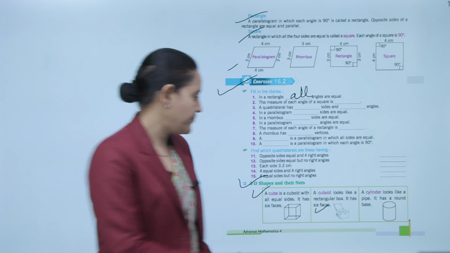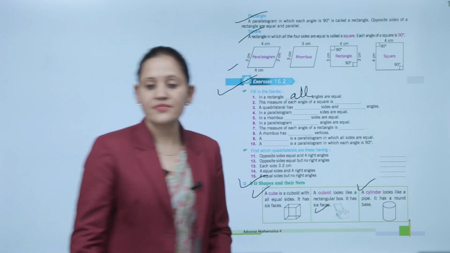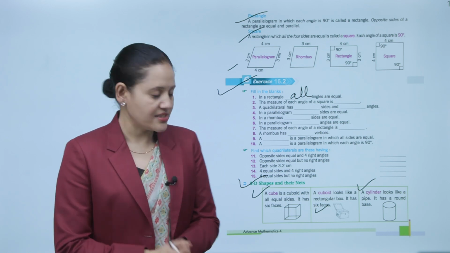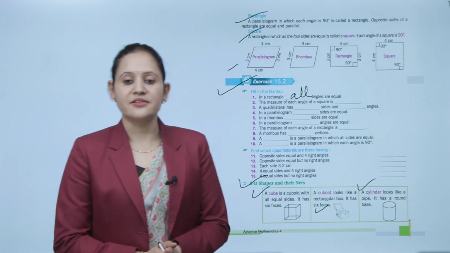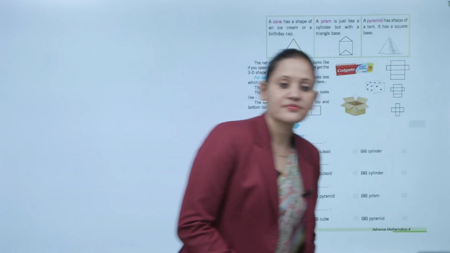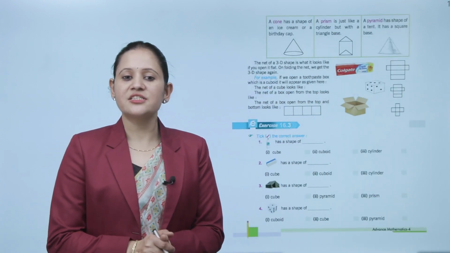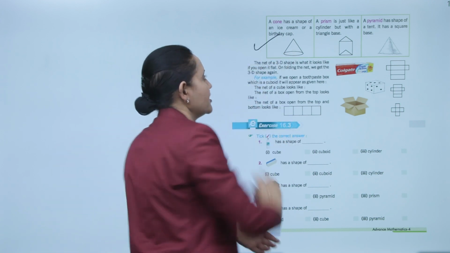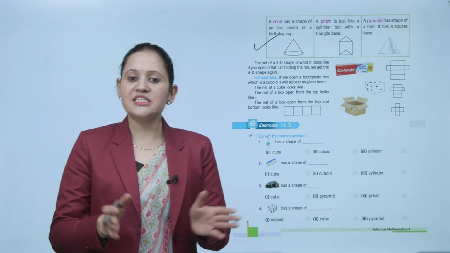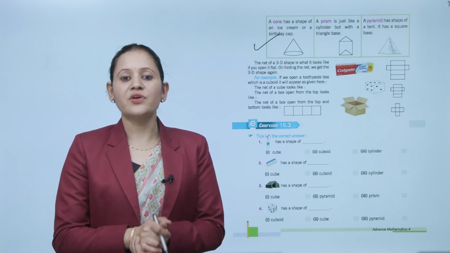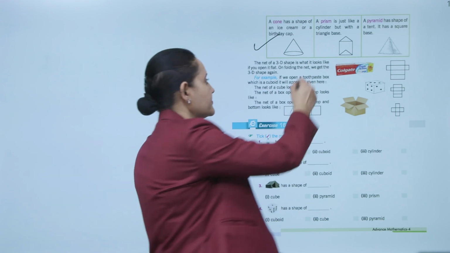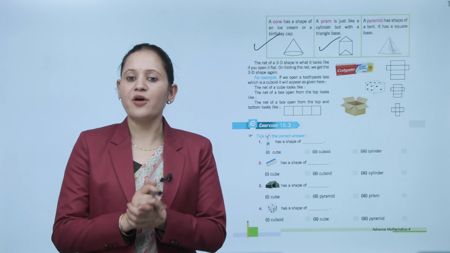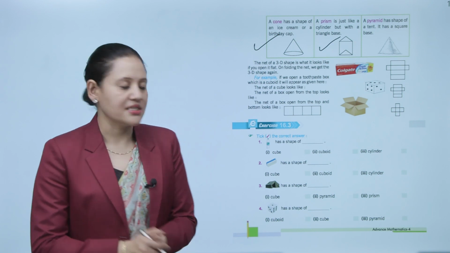Next is cylinder. A cylinder looks like a pipe. It has a round base. So this is a cylinder. Next, a cone has the shape of an ice cream or a birthday cap. That is of cone shape. Next is prism. It's just like a cylinder but with a triangular base. This is a prism. Next, pyramid. Pyramid has the shape of a tent. It has a square base.